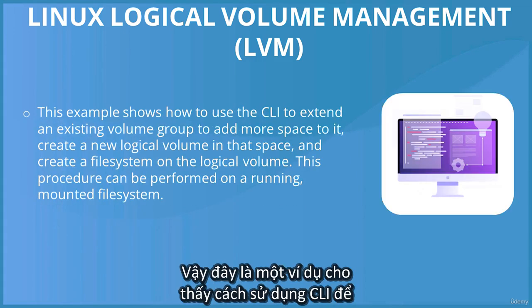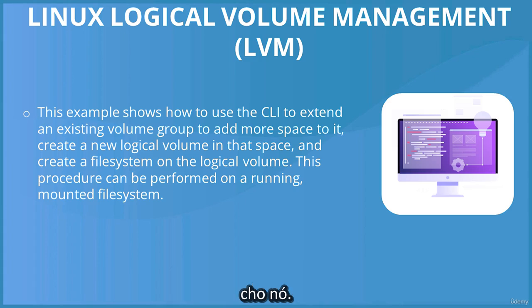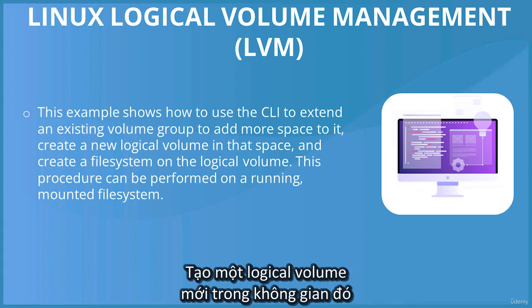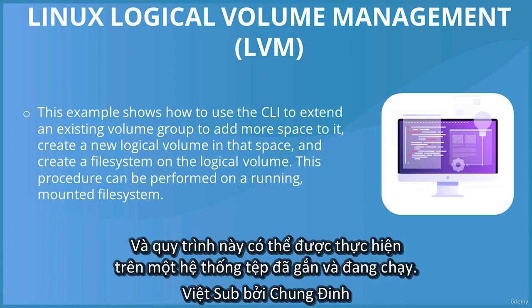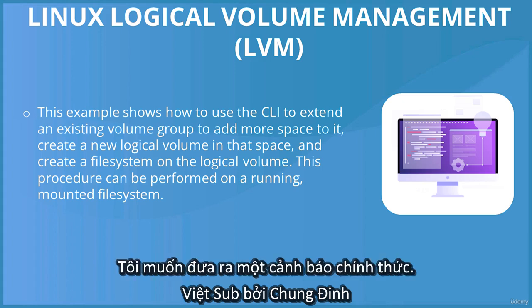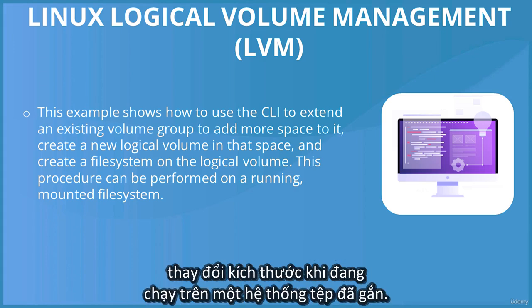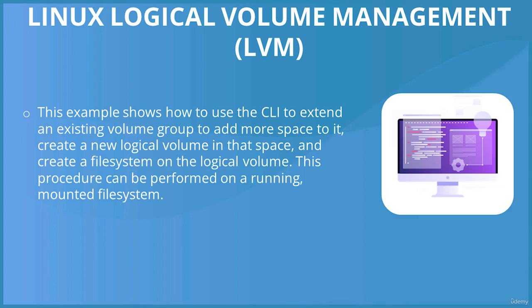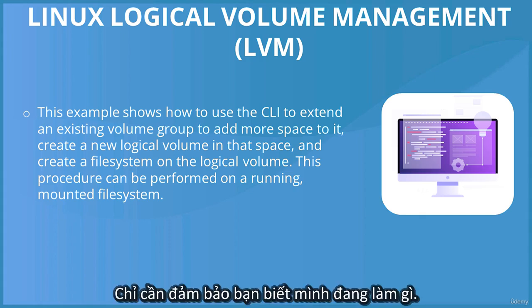So here's an example that shows how to use a CLI to extend an existing volume group to add more space to it, create a new logical volume in that space, and create a file system on the logical volume. This procedure can be performed on a running mounted file system. I do want to issue an official warning, however. Only the ext3 and ext4 file systems can be resized on the fly on a running mounted file system. Many other file systems, including BTRFS and ZFS, cannot be resized. Just make sure you know your stuff.